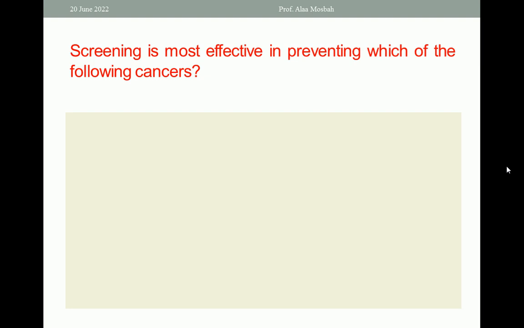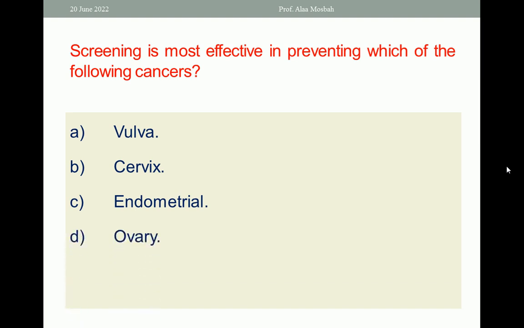Next. Screening is most effective in preventing which of the following cancers? A. Vulva, B. Cervix, C. Endometrial, D. Ovary, E. Fallopian tube. Please choose the one best response. The one best response here is B. Cervix, because cervix has a screening program.